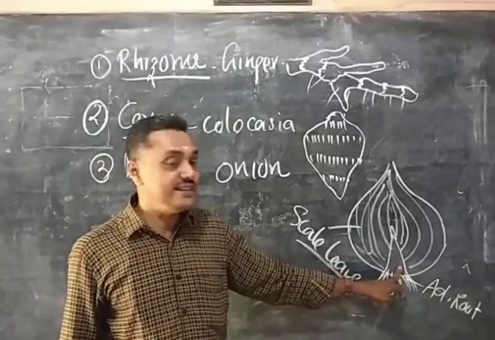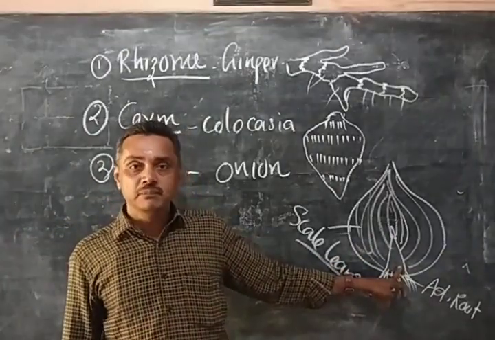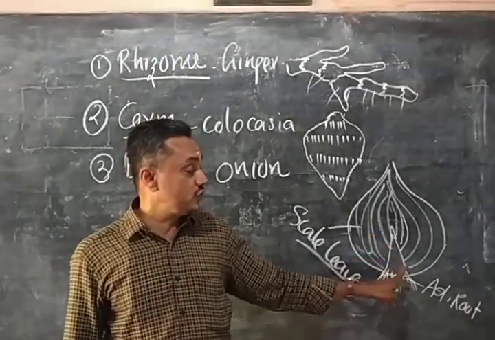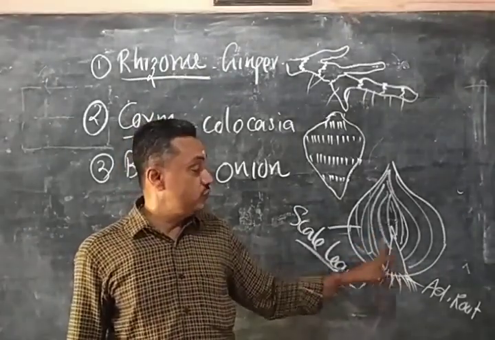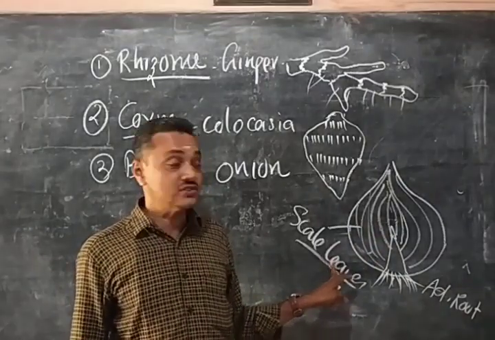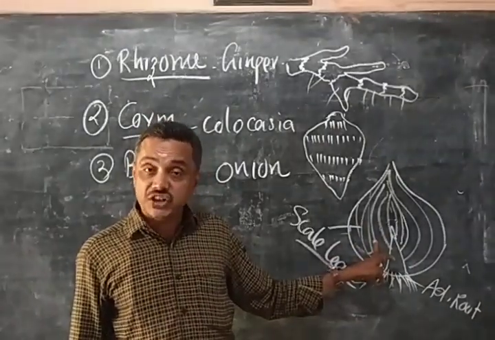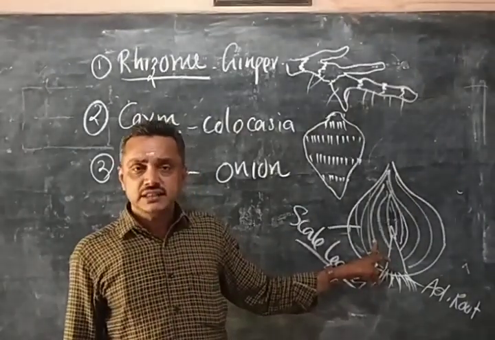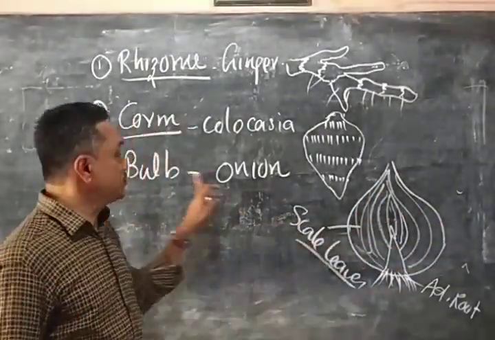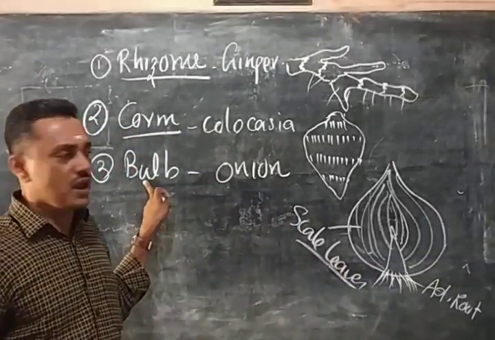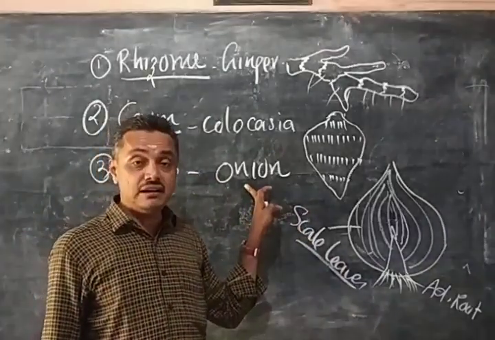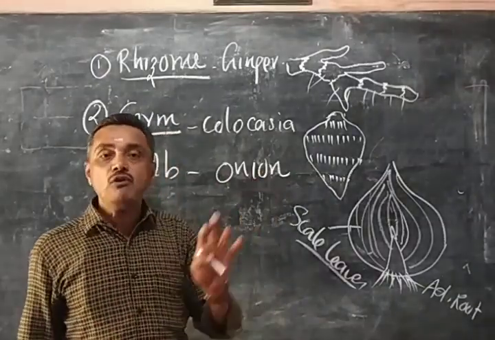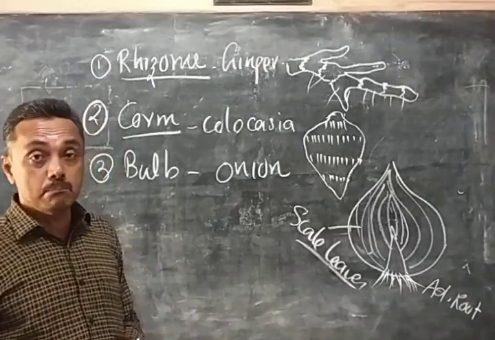And here this is the stem. This white part is called the stem. Food is not stored in the stem; food is stored in the scale leaves. Scale leaves are thick and fleshy. We are eating this part. These kinds of structures are there in garden plants: onion, and then garlic. Similarly, white garlic. So these kinds of structures are called a bulb.